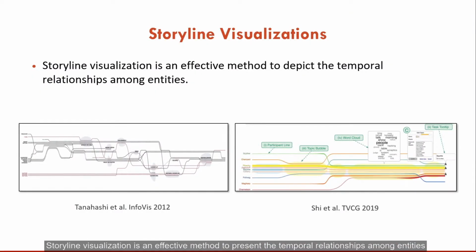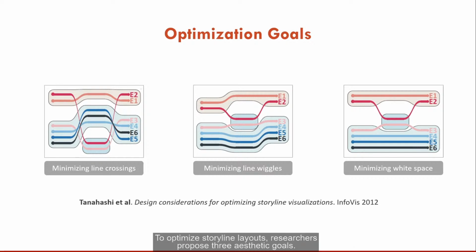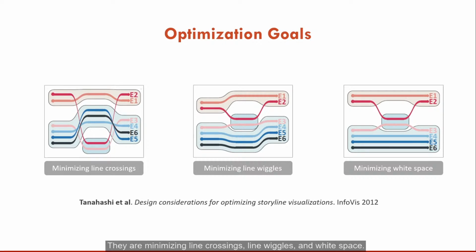Storyline visualization is an effective method to present the temporal relationships among entities, which are widely used in different fields, such as presenting movie narratives and recording meeting minutes. To optimize storyline layouts, researchers propose 3 aesthetic goals. They are minimizing line crossings, minimizing line wiggles, and minimizing white space.